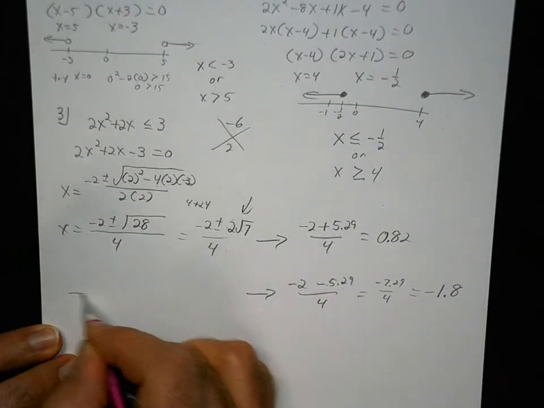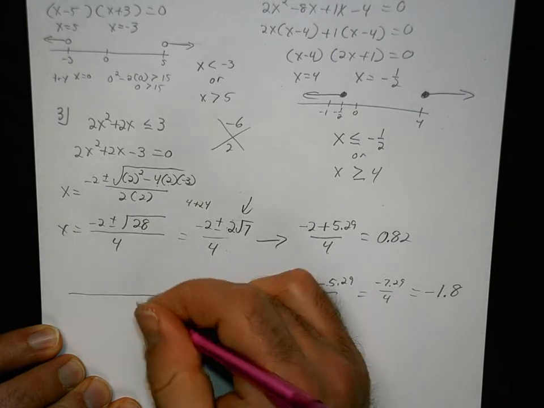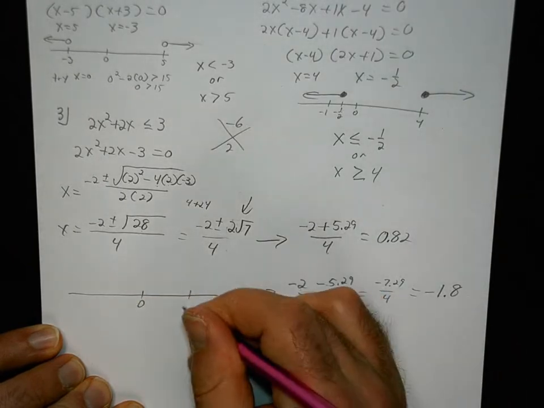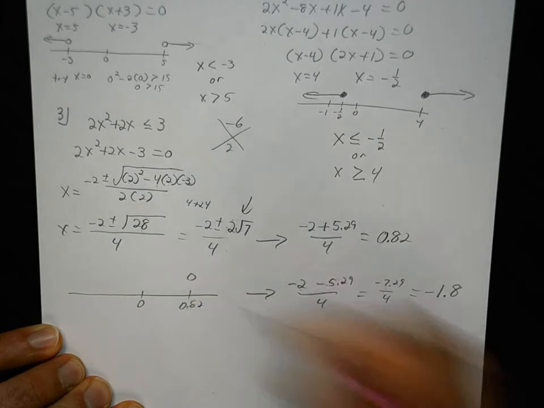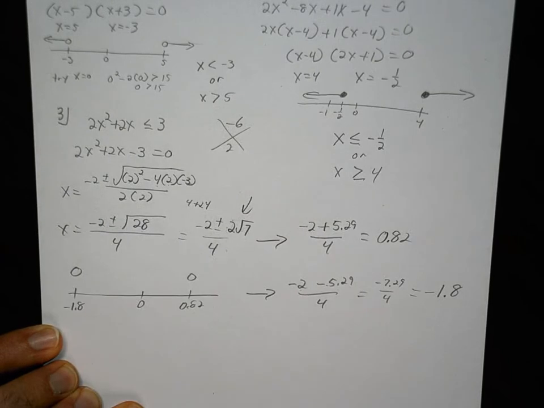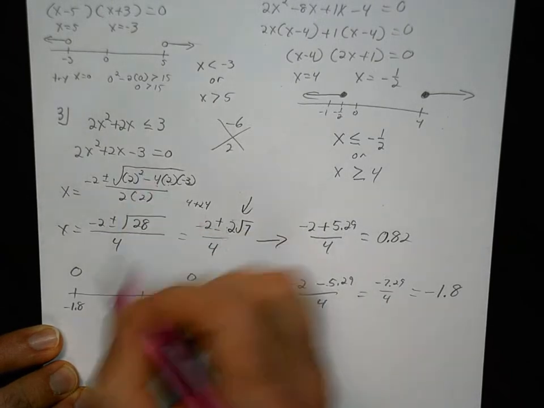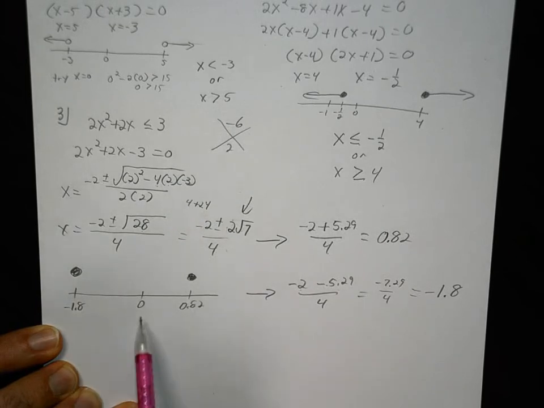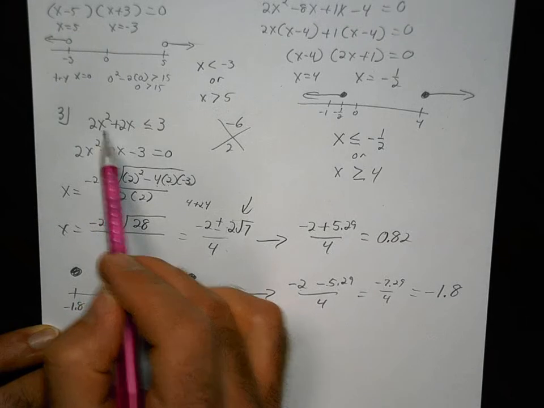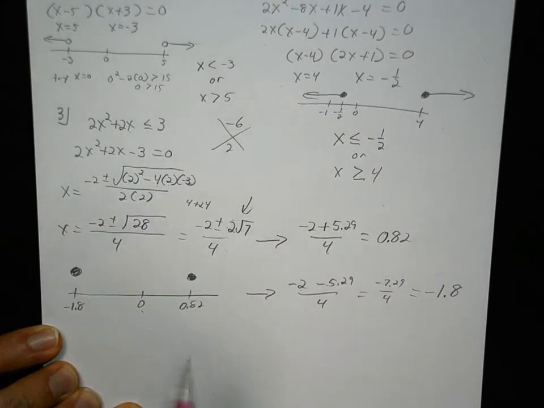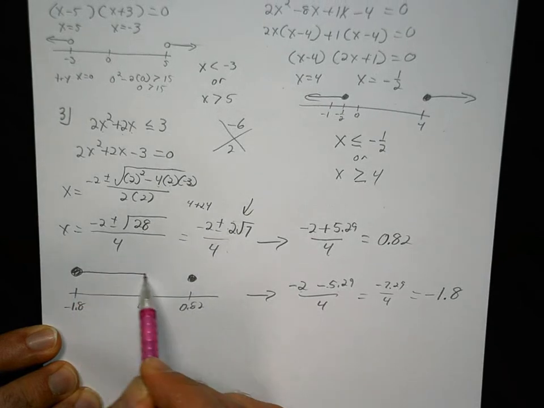Okay, so now we create our number line. Here's 0. And it doesn't really matter. Let's just say this is 0.82 there. And this is -1.8. The number line is just a visual. Okay, it's or equal to, so let's fill those in. Let's try a point in the middle. 0 happens to be in the middle again. So let's see, we get 0 plus 0 is 0. Is 0 less than 3? Yes, it is this time. So my solutions are in between.